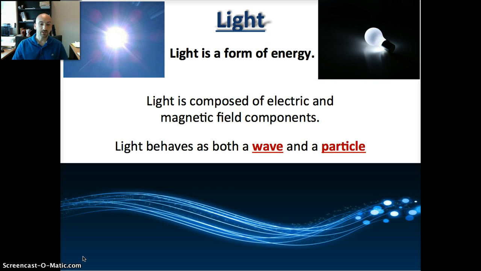Alright, so light is mysterious, and it's not really truly understood, but there are a number of different theories and explanations. Light is a form of energy, and it's composed of both electric and magnetic field components. In this chapter, we're going to take a look at both the wave of light and the particle of light, because light behaves as both. I would like to warn you though, this chapter is very in-depth. It's a tough chapter to understand, so you should spend extra time reviewing this material.